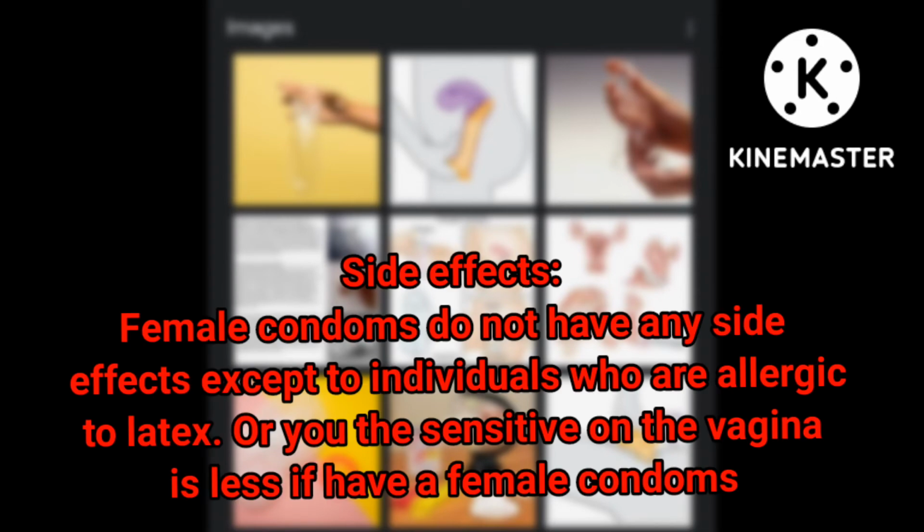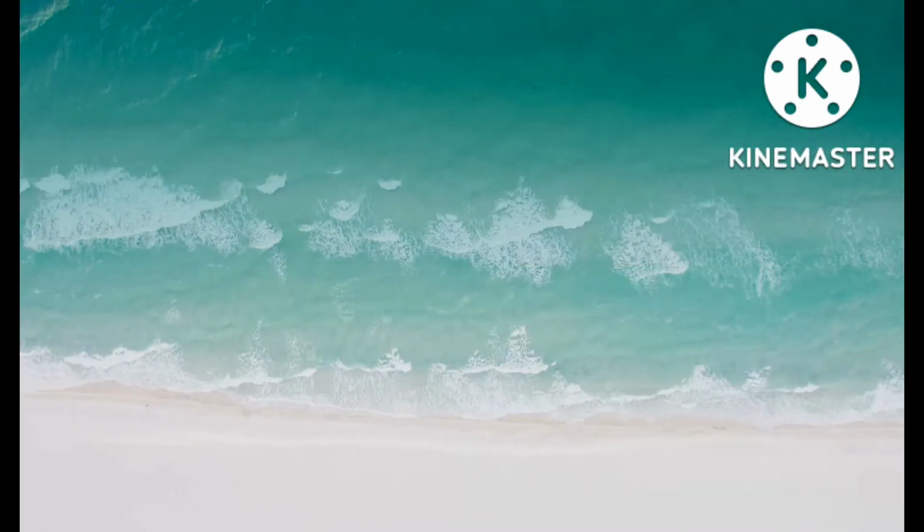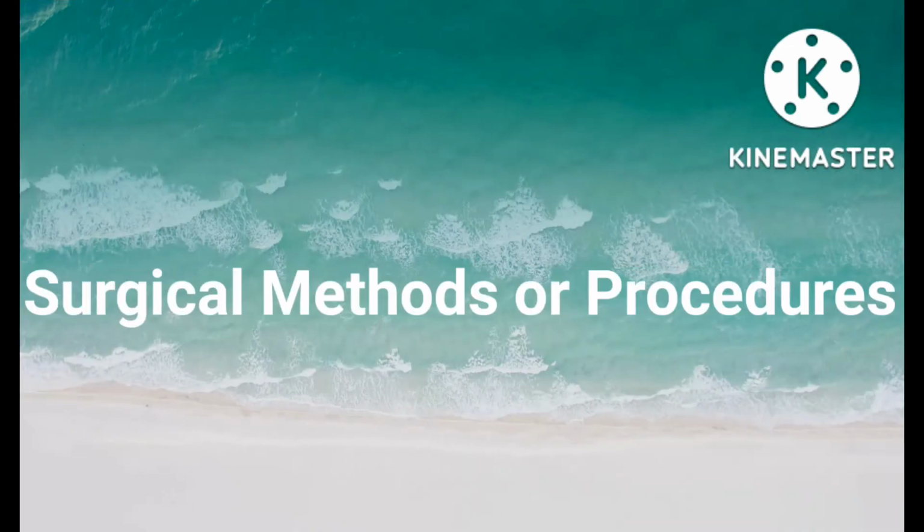Side effects: there are no side effects. Female condoms do not have any side effects, except for individuals who are allergic to latex or rubber, or sensitivity of the vagina may be less if you have a female condom. So the last of the artificial methods is surgical methods.